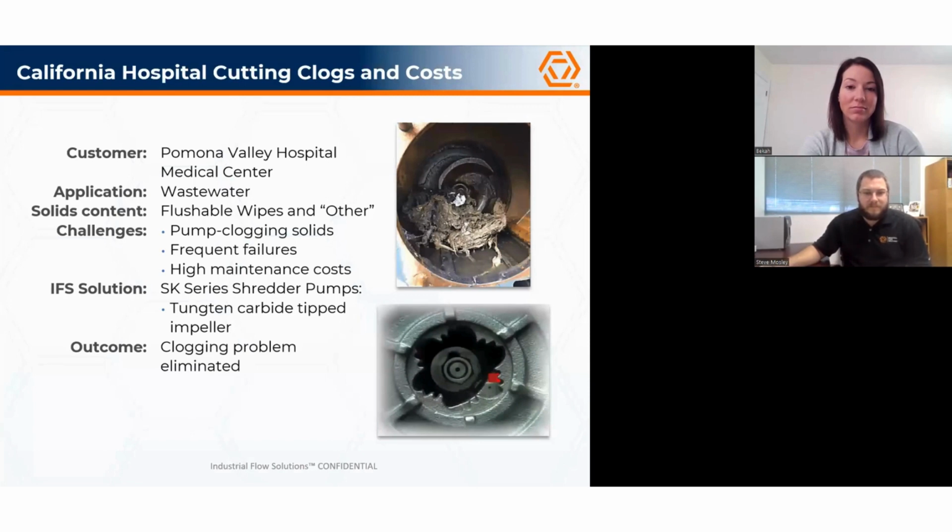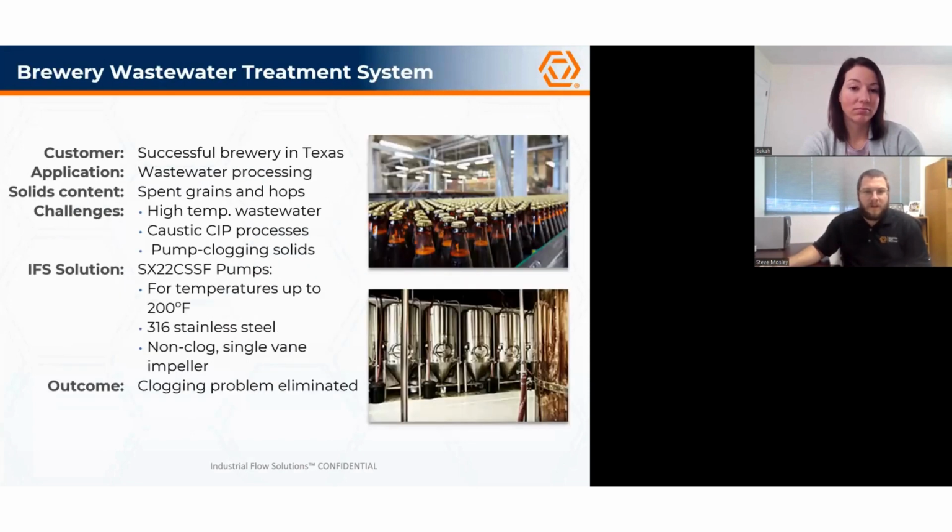The second case study we'll take a look at is for a brewery wastewater treatment system. One application that includes a variety of the challenges we've discussed is the washdown sump at a brewery. These sumps contain high temperature wort, which is unfermented beer. Due to the brewing process, this is a low pH liquid, which requires 316 stainless steel. This sump also commonly contains spent grains and hops from the brewing process.